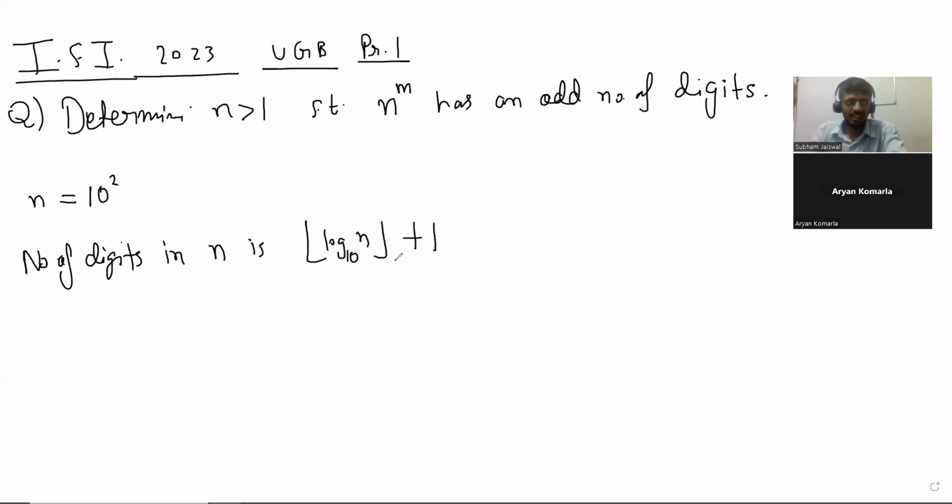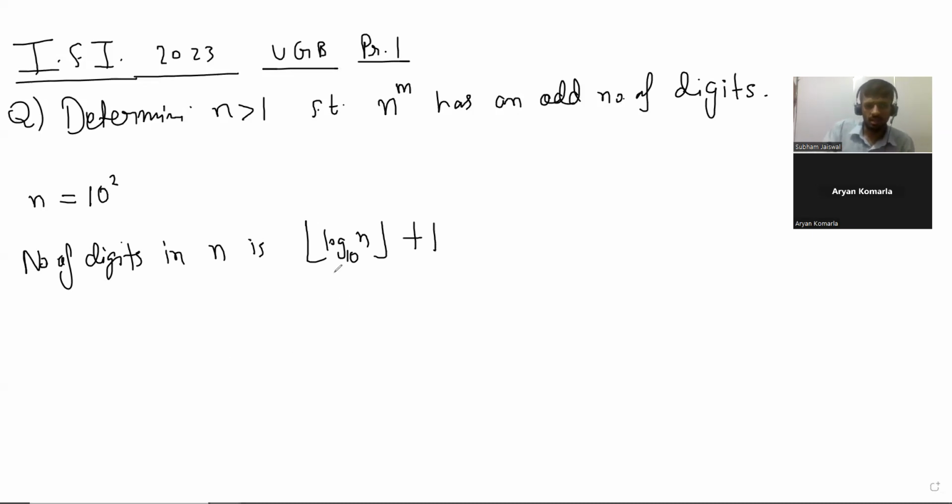So now using this, we have two cases, sir. Suppose this log base 10 of n is an integer, so suppose n is a power of 10. And in the other case it will sort of be a continuous function, so it will take all values, in the sense that it will take odd values and even values also. That's how I proved it.